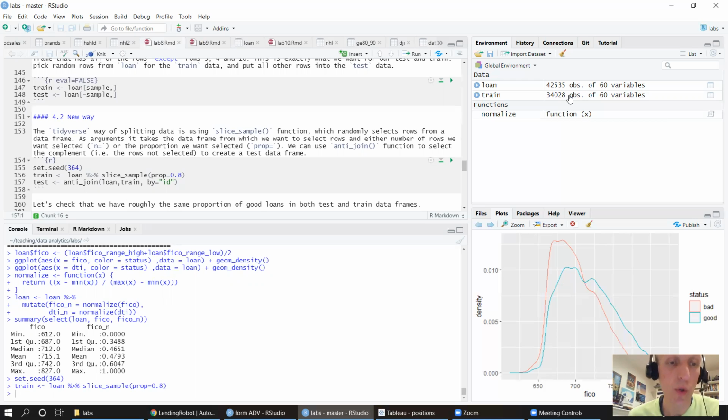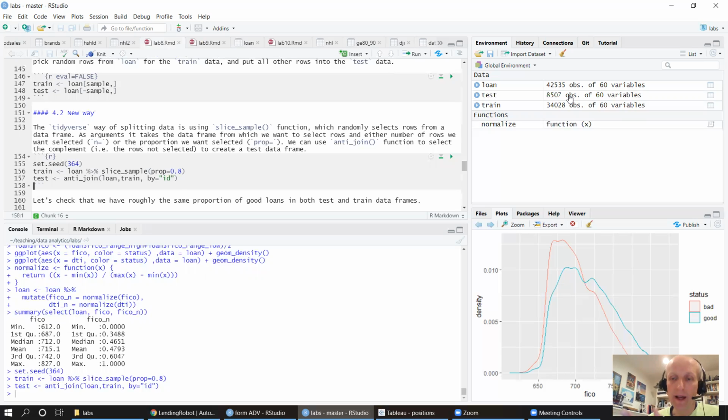So if I anti-join the original big data set with the training data set using the ID of the loan as the by variable, the result is going to be data that is in the loan data set, but not in the train data set. And that's exactly what I want, because I want the loans that were not sampled when we created the training data set. So let's do that. That's 8,507 observations. Fantastic. Those two data sets add up to the original whole data set.